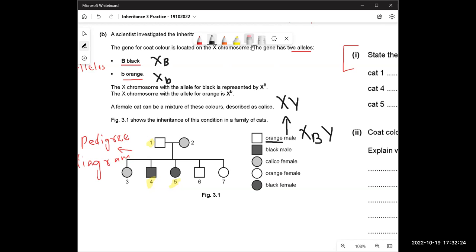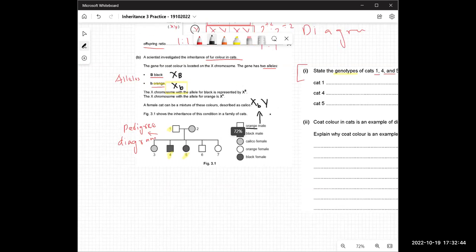Now, as we know that the cat is orange, and orange is small b, the male will have this kind of X. He only has 1 X, and that X will be replaced with small b. Why? Because orange is small b. Any questions, anyone? No. Sir, then for female, how will it be?